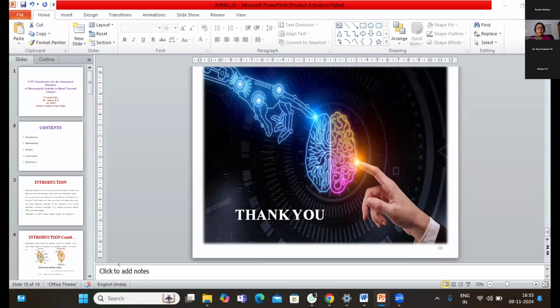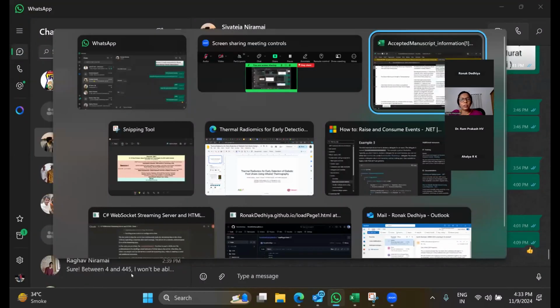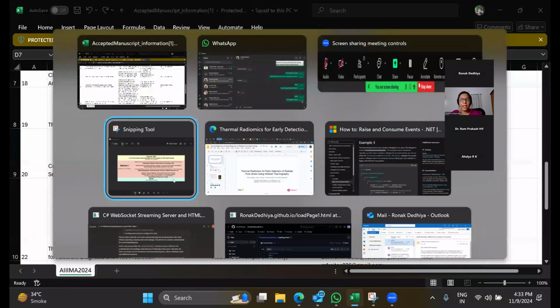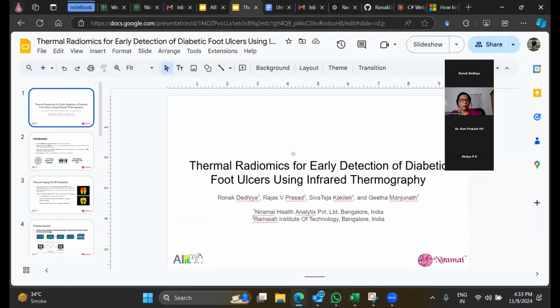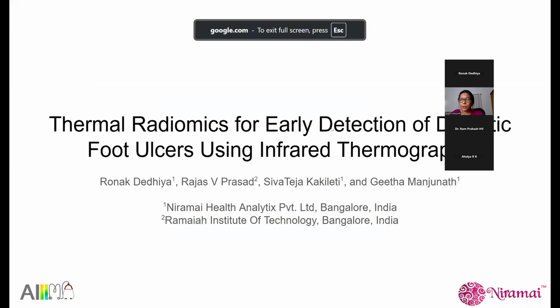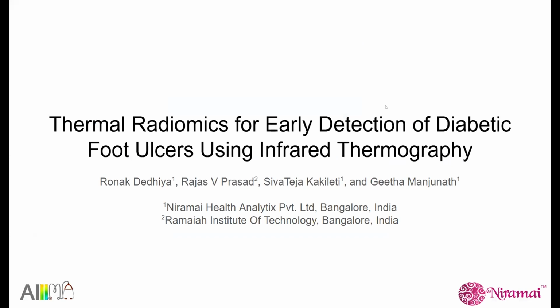So the next presenter is Ronak Dedhiya. He happens to be from Niramai as well. Ronak, please, you can come in, and Ahalya, please stop sharing your slides. And Ronak is going to talk about thermal radiomics for early detection of diabetic foot ulcers, obviously using AI and infrared thermography. Over to you, Ronak. It is 4:33. You have time till 4:43.